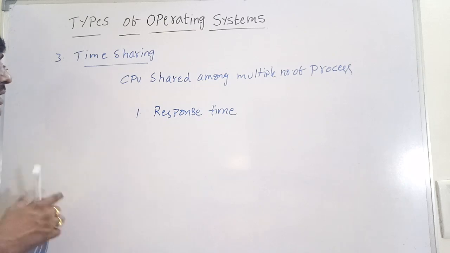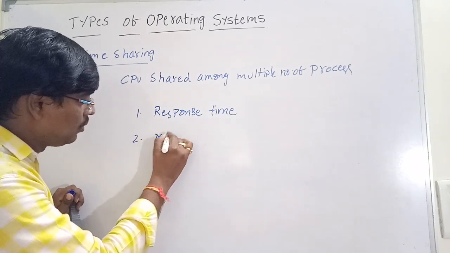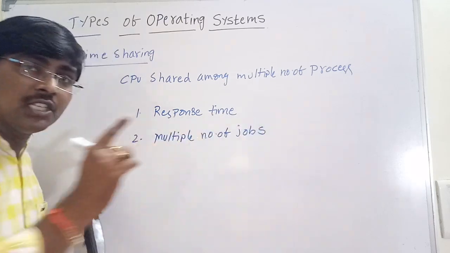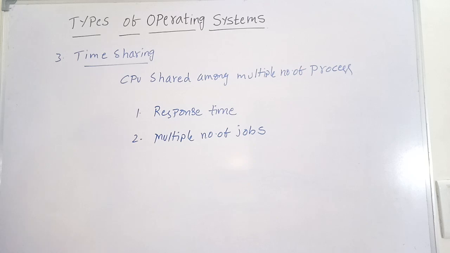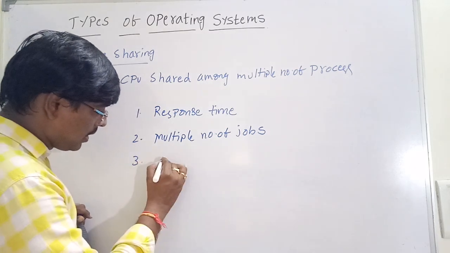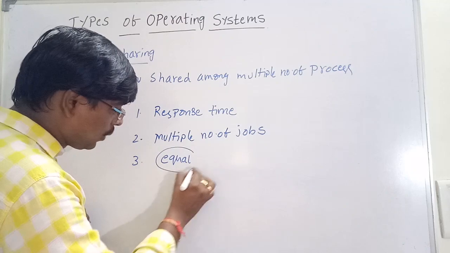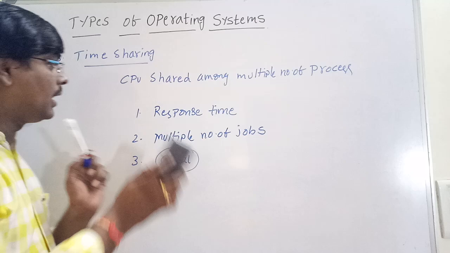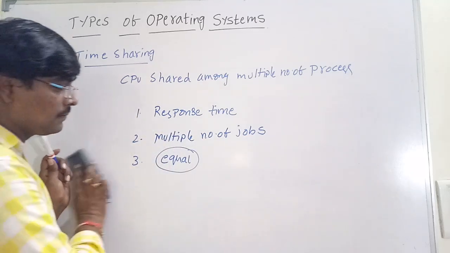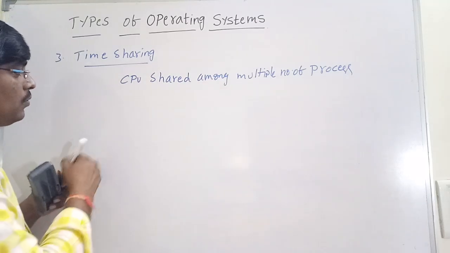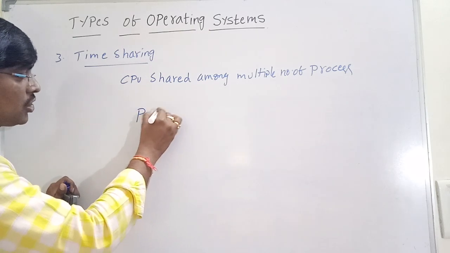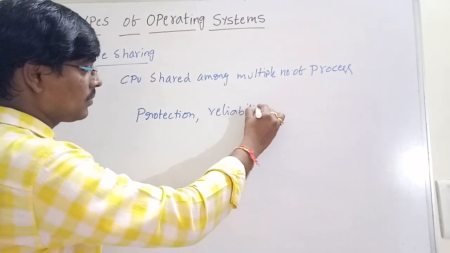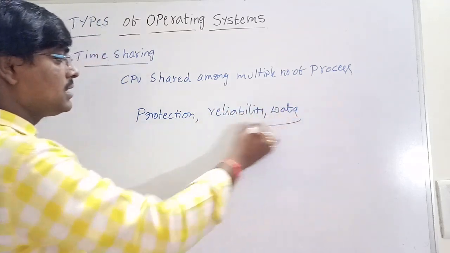Okay, the main advantages are response time, and multiple jobs executed simultaneously, and each job gets an equal opportunity. These are the advantages. The main disadvantages are protection, reliability, and data sharing.